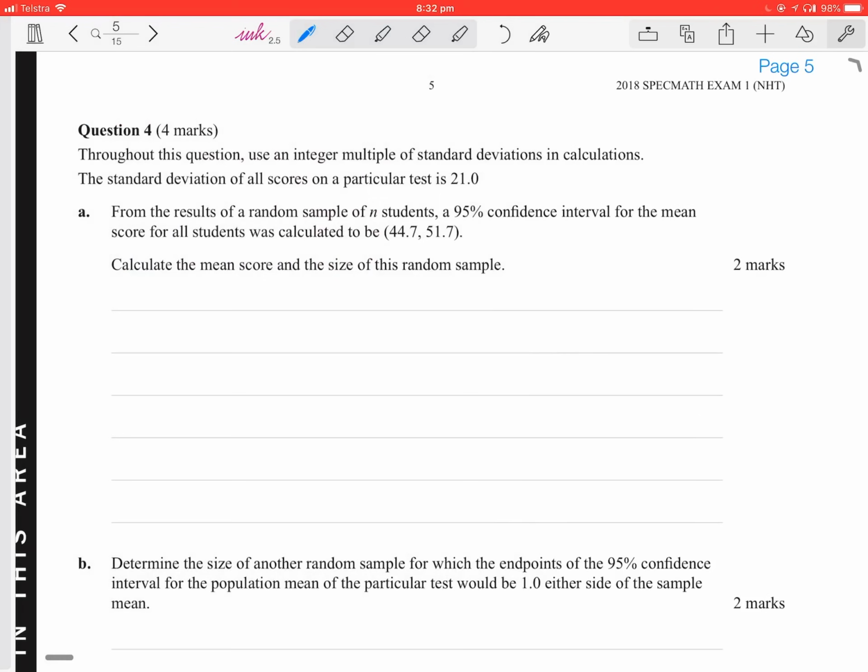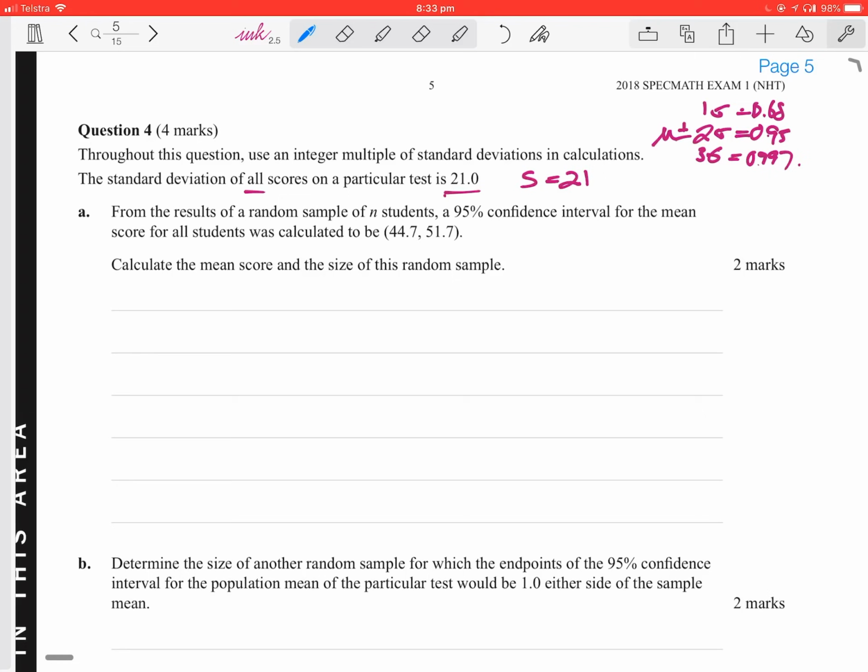Okay, throughout this question we use an integer multiple of the standard deviation in calculation, so they mean mu plus or minus 2 sigma is 95%, 1 sigma is 68%, 3 sigma is 99.7%. Now the standard deviation of the scores on a particular test, all scores, so that means a population, is 21. When the results for a random sample of n students, a 95% confidence interval for the mean score for all students was calculated to be that. So that's our confidence interval.